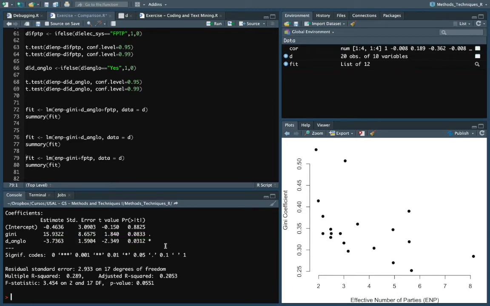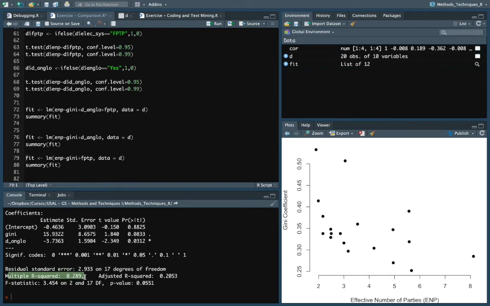So to make it more simple for you, if you have 1, 2, or 3 stars here, 3 asterisks, it's fine. It's working. If it's a point or nothing, basically when you read a regression, it means it does not affect your dependent variable.